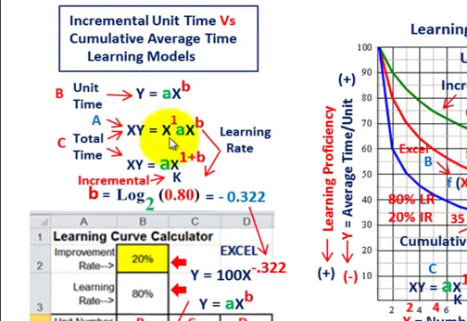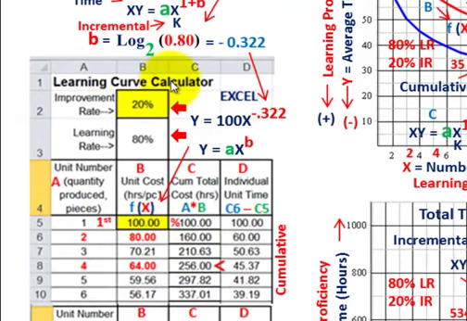Okay, so the first thing we're going to start with is our learning curve calculator. That would be our Excel calculator. When you're working with these learning curves, you first have to determine a learning rate, and based on your learning rate, you have an improvement rate. Those have to add up to 100%. We'll be looking at an 80% learning rate here, so based on an 80% learning rate, we're going to have a 20% improvement rate.